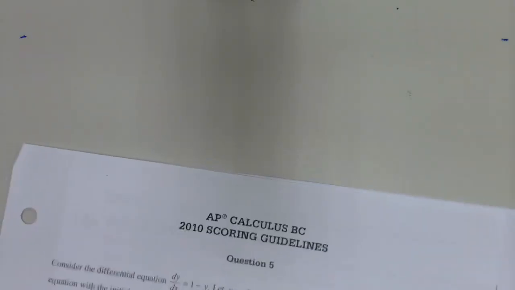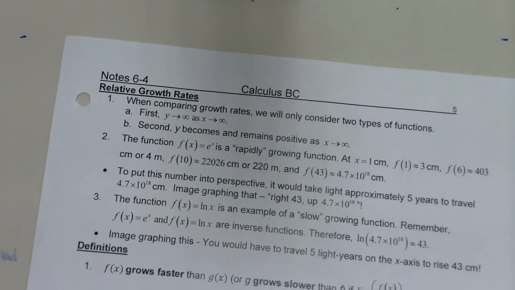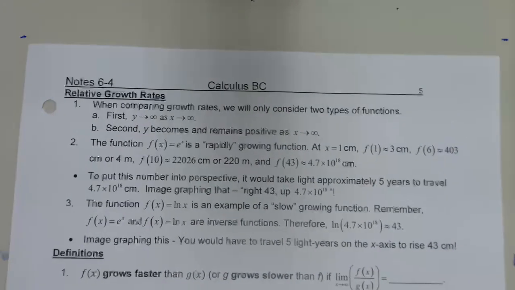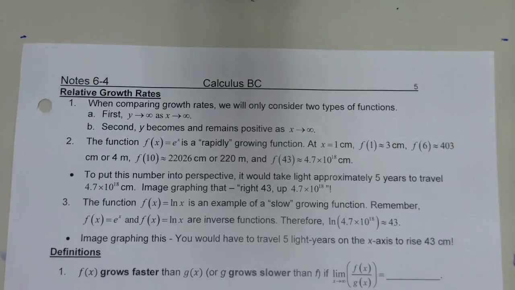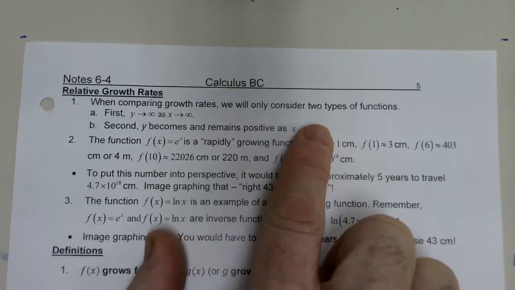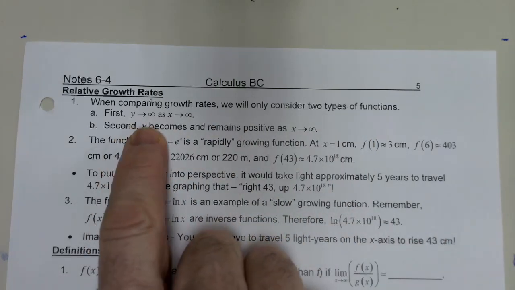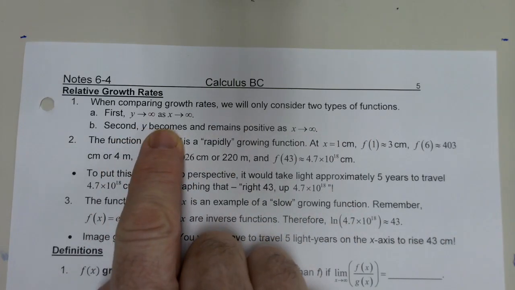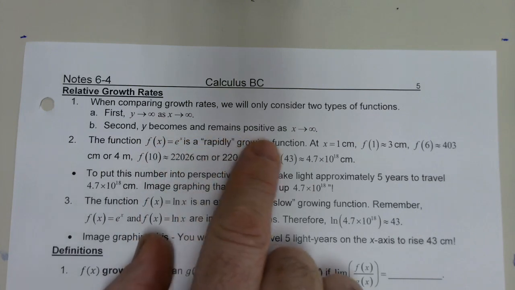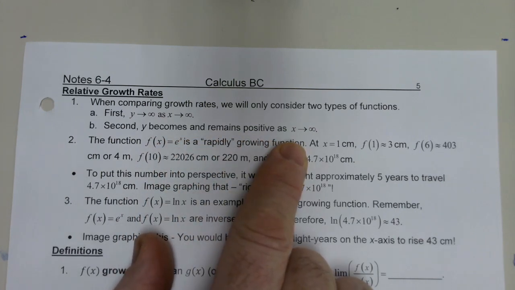And let's quickly take a look at our next page. And it's giving us a little bit of relief. There will be some problems that you're going to have on the AP exam that are multiple choice, and we can probably get to them a lot quicker than having to apply a full-blown L'Hopital. So let's talk about some growth rates here. When comparing growth rates, we only consider 2 types of functions: as x goes to infinity, y goes to infinity, or y becomes and remains positive as x goes to infinity.